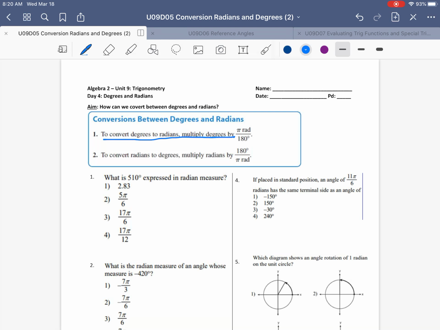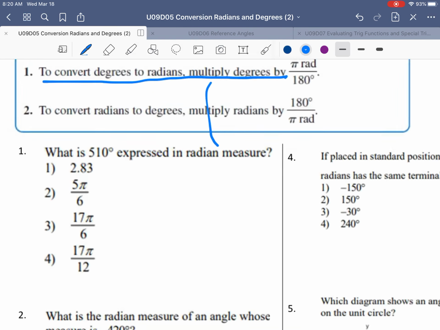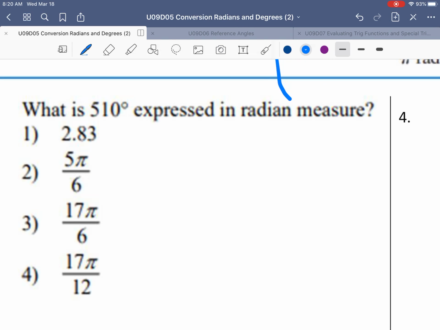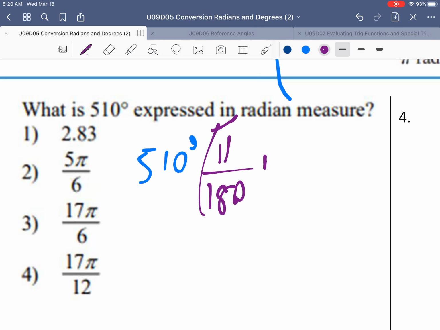So for instance, 510 degrees can be converted into radians by multiplying by pi over 180 rad. So the degrees will cancel out. We look to simplify 510 over 180.